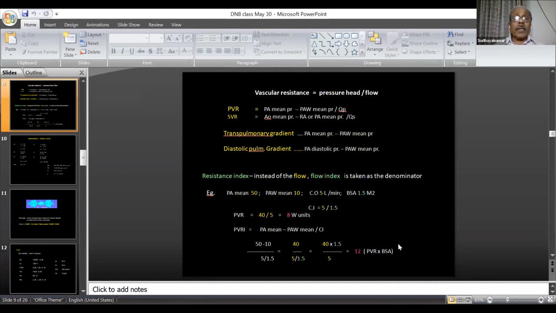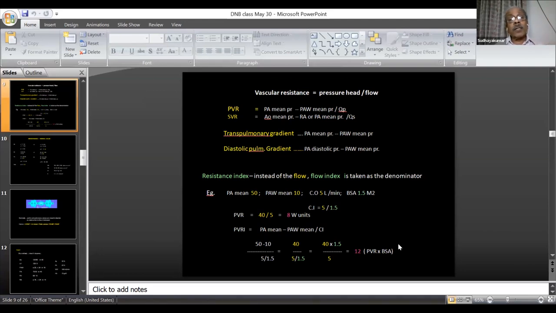Now, pulmonary artery mean is 50, pulmonary artery wedge or pulmonary vein or LA mean is 10, cardiac output is 5 liters, and body surface area is 1.5. We take the PVR. It's the pulmonary artery mean pressure minus the pulmonary artery wedge mean pressure. That is 50 minus 10, the pressure head, 40, divided by the QP, which is 5 liters. So 40 divided by 5, it is 8 units.